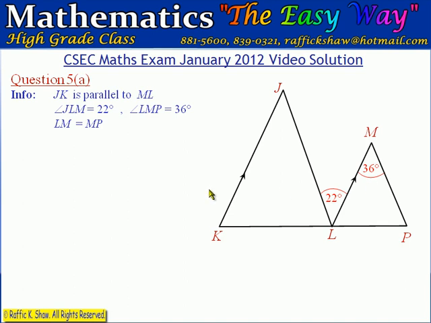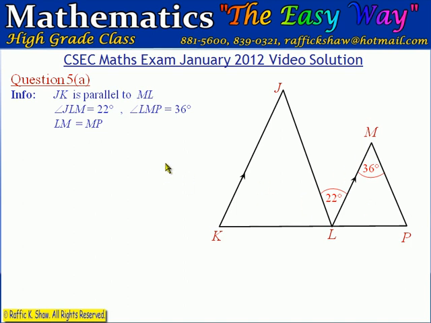And once you hear of parallel lines, in a tricks question, you start thinking about Z angles. Z angles are equal, and also parallel lines make the same angle with a straight line that they cross. Alright? Also gave us angle JLM as 22 degrees. That's this one. JLM, 22 degrees. Angle LMP is 36 degrees. And the question also said that the length of LM is equal to MP, but there's no indication on the diagram of that.